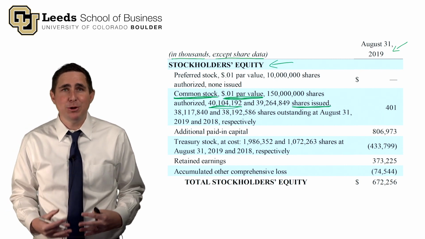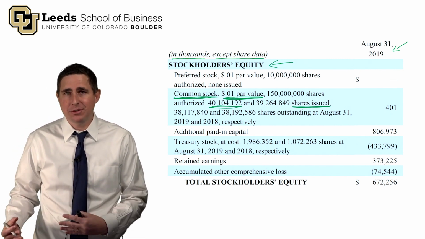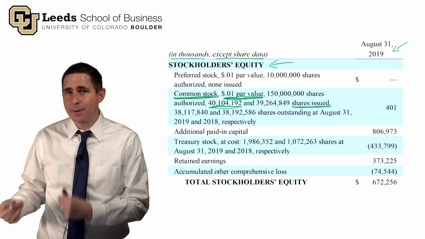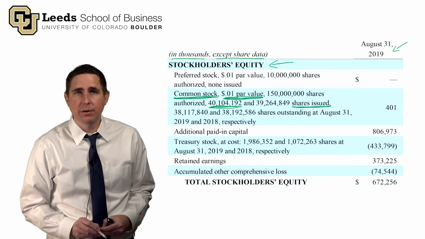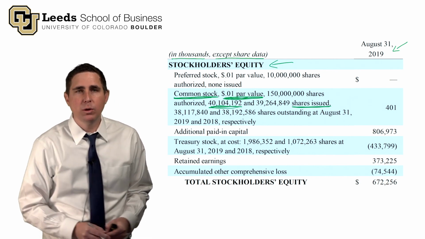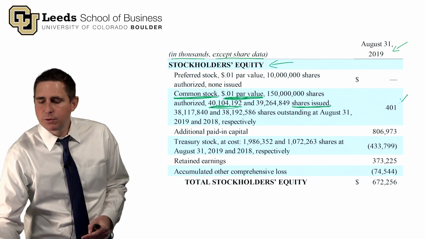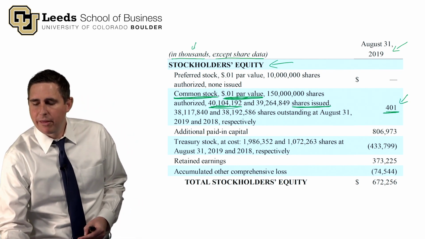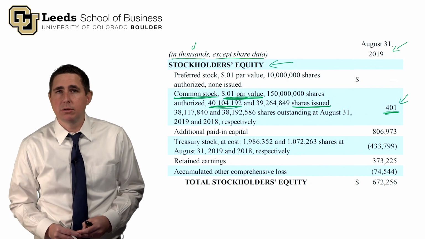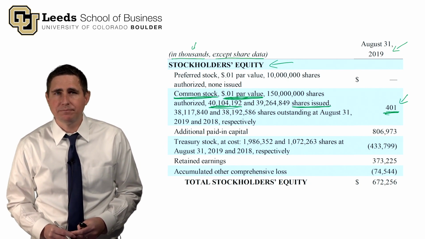So how much money would you expect to be shown on the balance sheet in the common stock account? Well, it would be the number of shares issued, 40.1 million, times the par value, which is 1 penny, and that equals 401, and that's in thousands, okay? So 401,000 is just the number of shares issued times the par value per share.